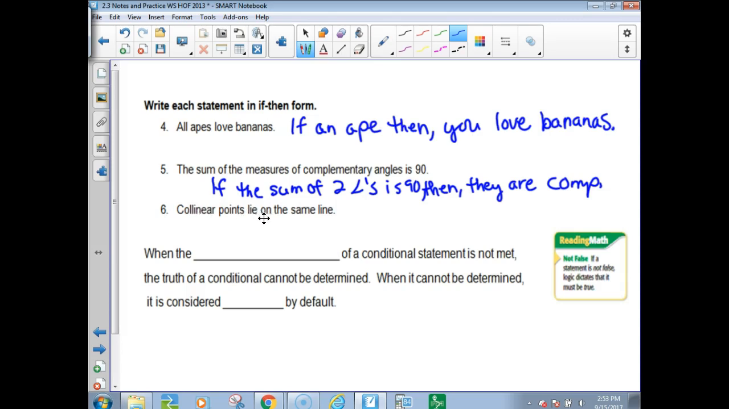Okay, collinear points lie on the same line. Anybody give me, go ahead, Nathan. Okay, if points are on the same, I'm going to write PTS for points. If points on same line, then they are collinear.